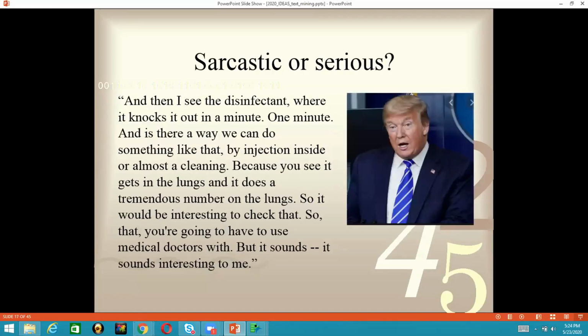Or consider this one. "And then I see the disinfectant where it knocks it out in a minute, one minute, and is there a way we can do something like that by injection inside or almost a cleaning? Because you see it gets in the lung and it does a tremendous number on the lung. So it would be interesting to check that. So you're going to have to use medical doctors, it sounds interesting to me." Well, how can the AI system, the text mining system, correctly interpret this passage? Is it sarcastic or serious?